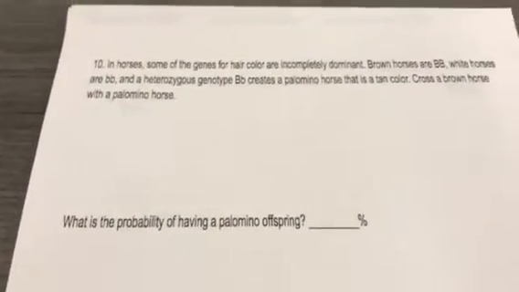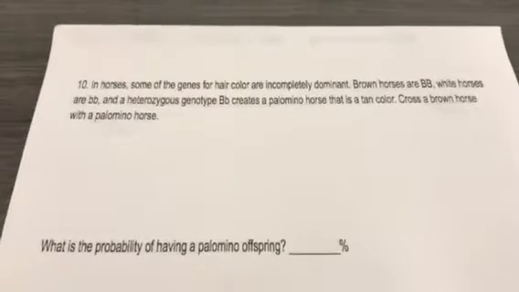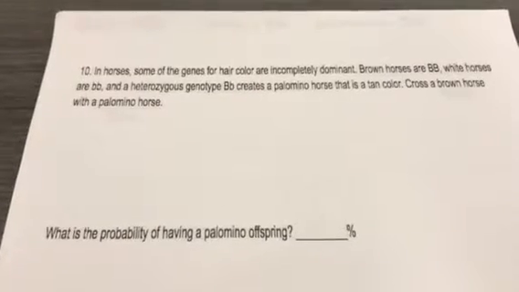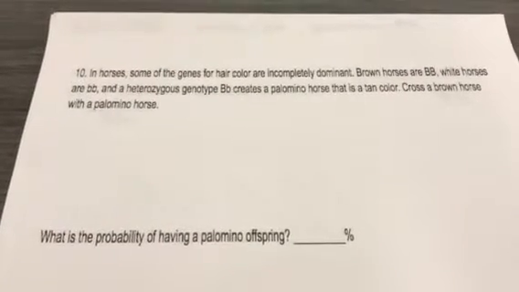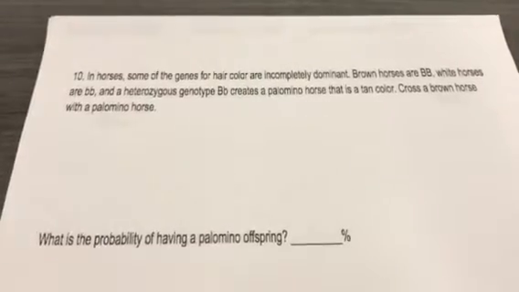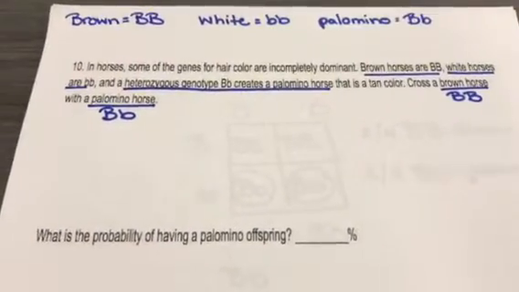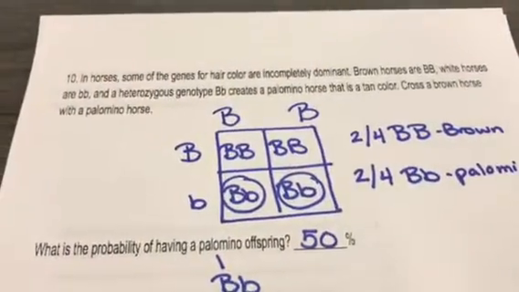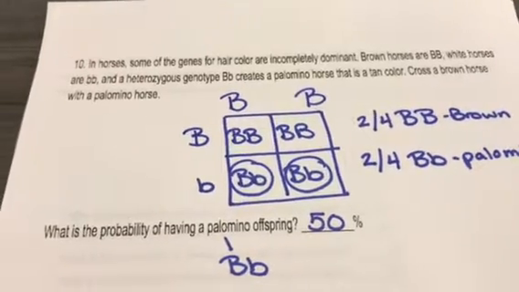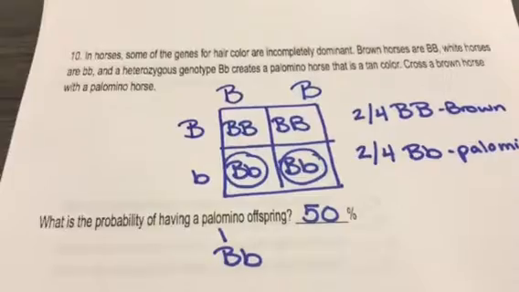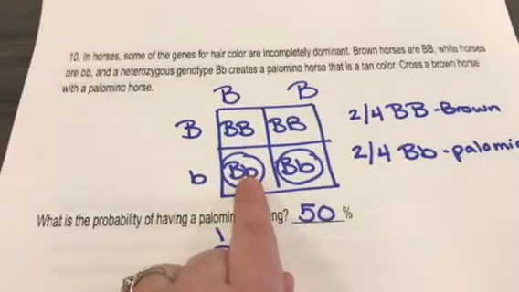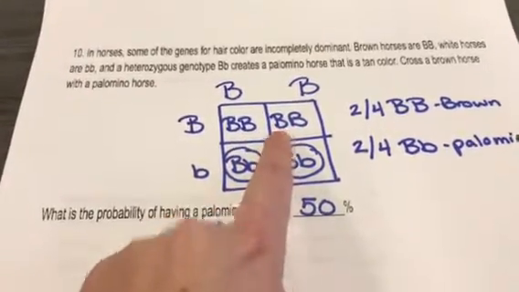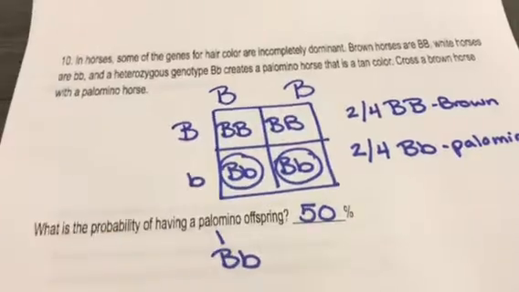For 10, you have to look at the explanation that brown horses are capital BB, white horses are lowercase b's, and the heterozygous big B and little b creates a tan color that we call palomino. So then we cross a brown horse with a palomino horse, a big B with big B little b. We end up with 50% probability for the palomino offspring, the big B and the little b. We also have 50% brown, but the question is strictly asking for palomino.